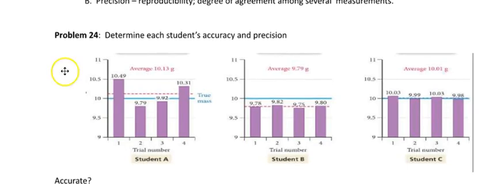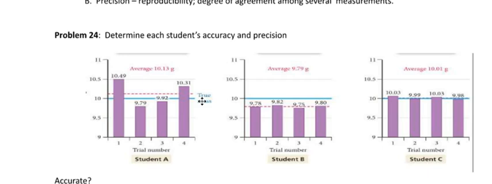So over here, here's a graph that determines each student's accuracy and precision. Well, the true value is this pink line right here. The average is 10.13, and it should be at 9.92. I'm sorry, the average is the pink line. The true mass is right at 10. So is it pretty accurate? It's not too far off. I would say it's fairly accurate. How precise is it? Look at those values. They're all over the place. I'd say the precision is very poor.